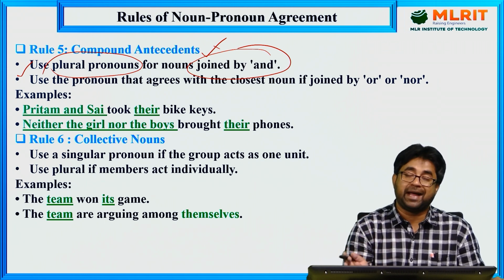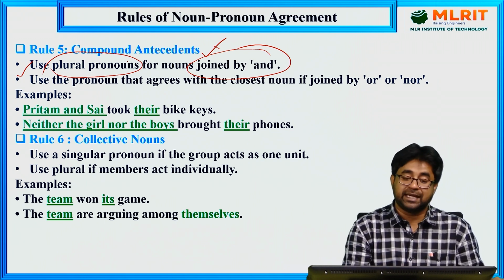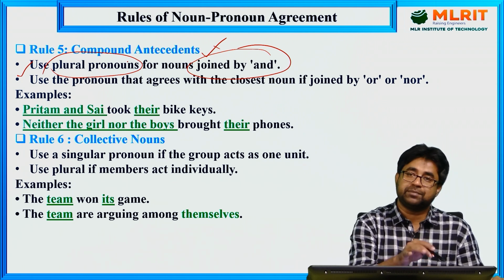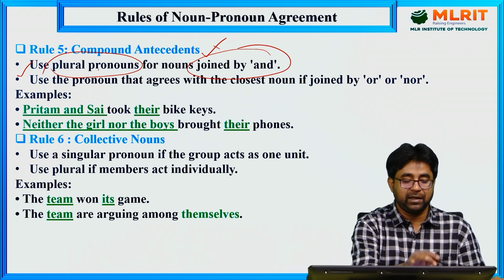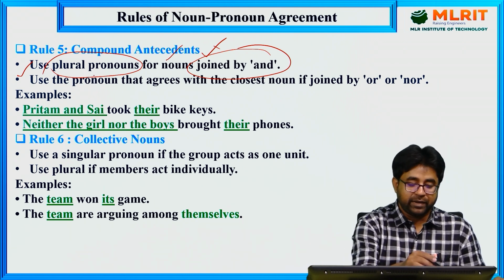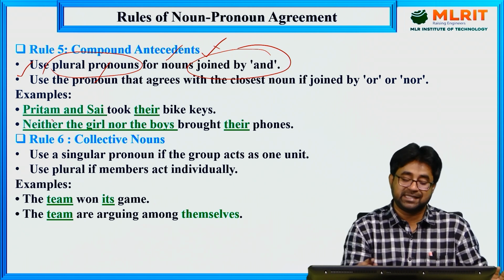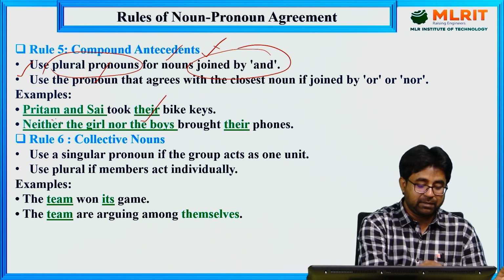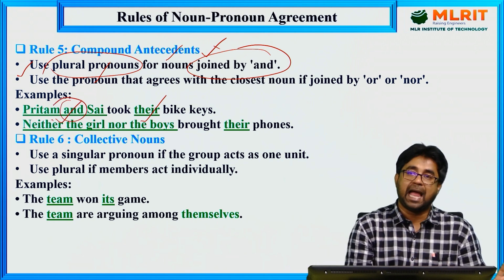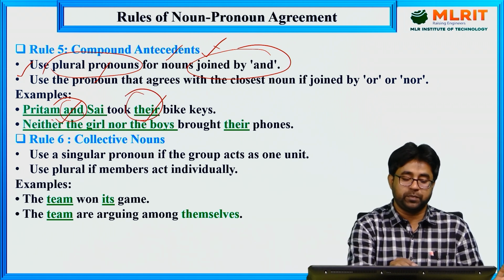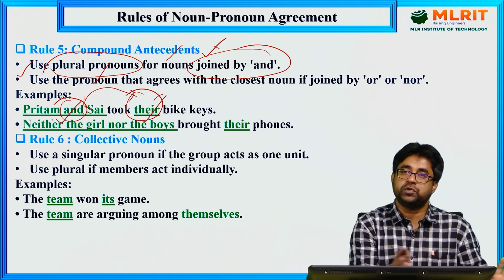Now, just draw a parallel with subject-verb agreement related to the same aspect, compound antecedent. It's almost the same. You can see with subjects also, when 2 subjects were joined by and, they were considered as plural, hence we were supposed to use plural verbs. Similarly, when 2 subjects or antecedents are joined by and here, they should be considered as plural. Now, if it is plural, this particular pronoun also should be plural. See the example. Pritam and Sai took their bikes. So you can see Pritam and Sai, 2 antecedents, 2 nouns, they are joined by and. So it should be considered as plural. Hence this pronoun also should be plural, because antecedent and the pronoun should agree in terms of number.